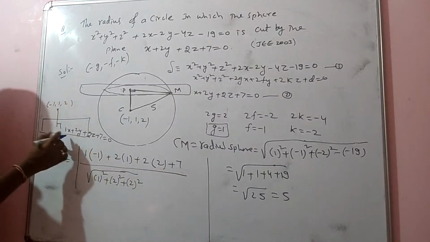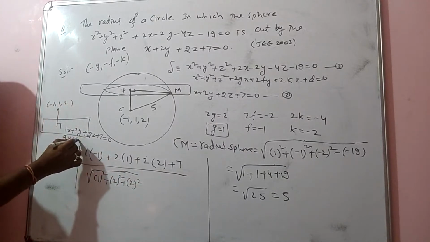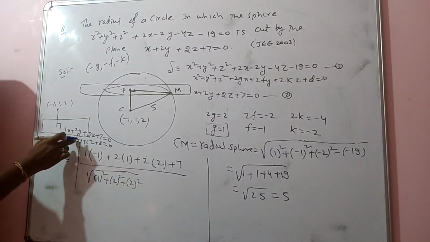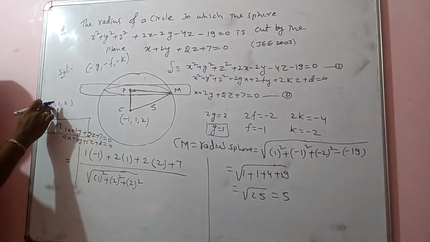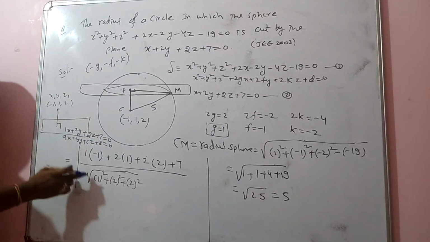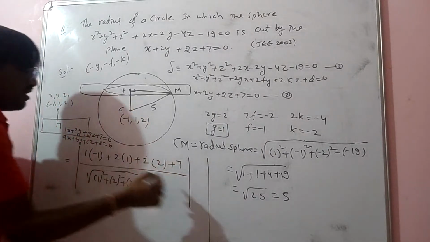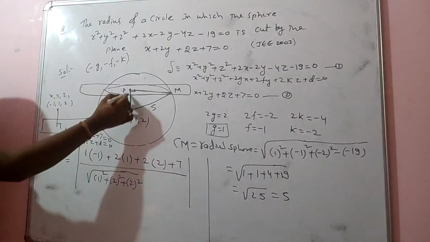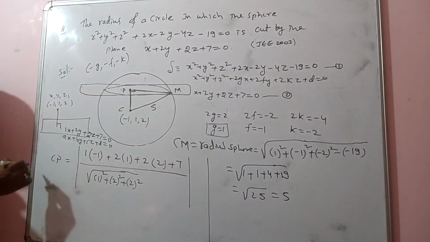Hope you are understanding. Here, this is ax plus by plus cz plus d equals 0. A is 1, b is 2, c is 2. The center is (x1, y1, z1). Using the formula here, you are finding the perpendicular distance. So the perpendicular distance will be CP. CP is the perpendicular distance.